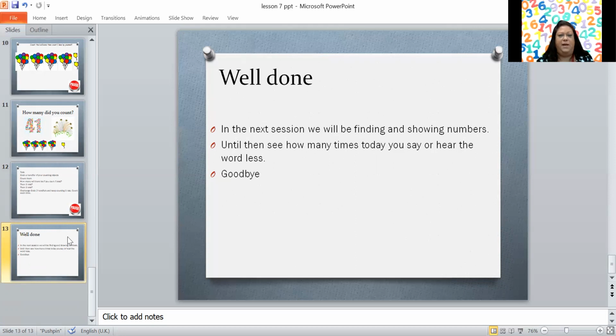So, in the next session, we are going to be finding and showing numbers. That sounds a bit mysterious, doesn't it? Until then, see how many times today you say or hear the word less. So yesterday we were listening out for more. Today we're listening out for the word less.